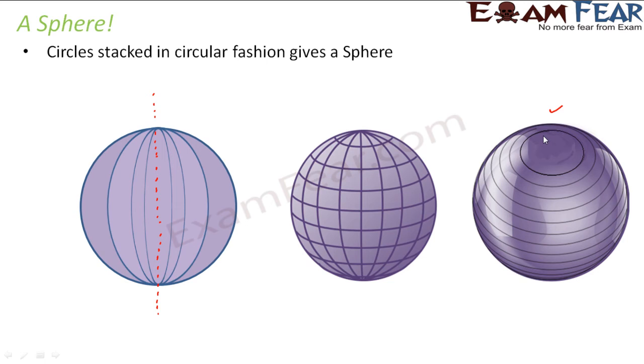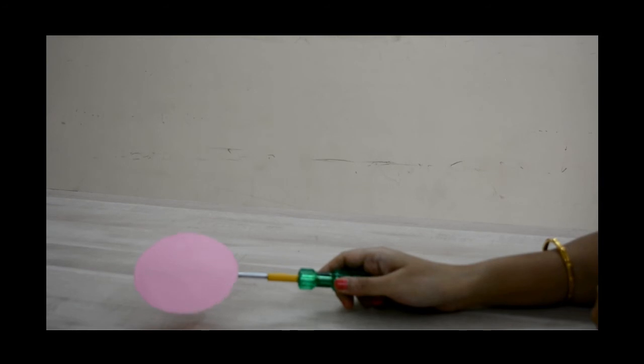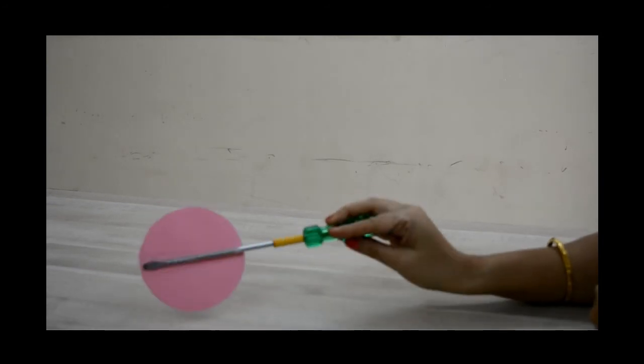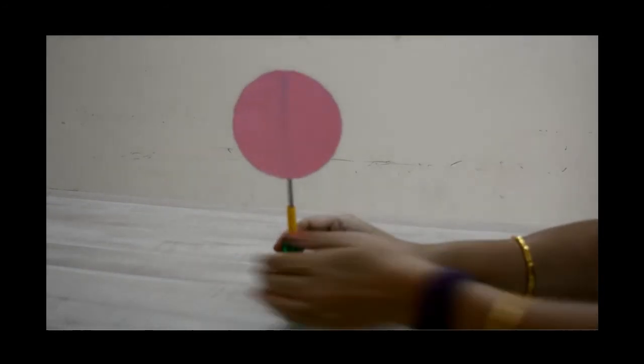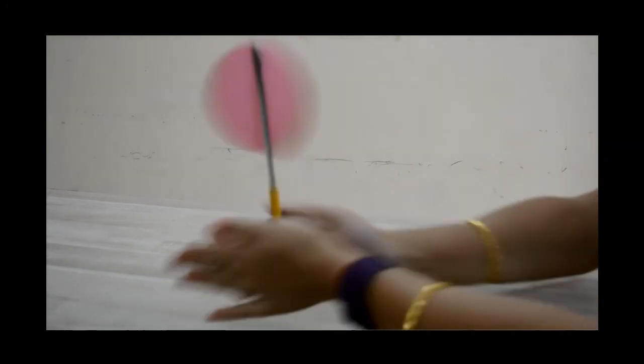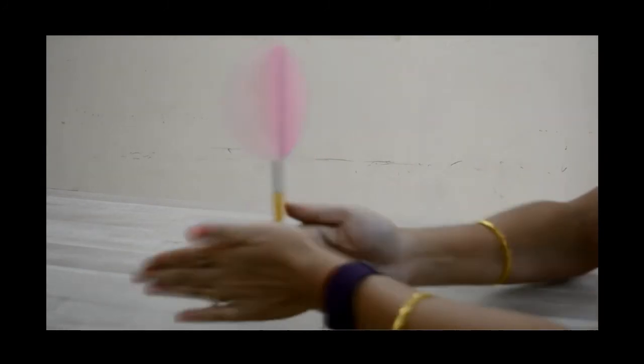So here we see that spheres are also three-dimensional, but they are also visualized as being made up of two-dimensional circles. Take a circular sheet of paper, fix it on a rod, rotate it really fast. What do you see? You would see a three-dimensional sphere.